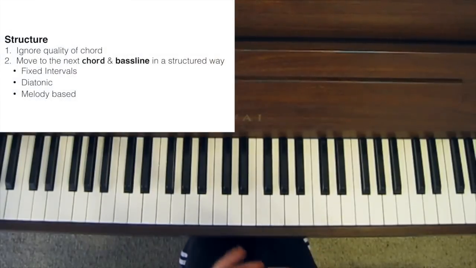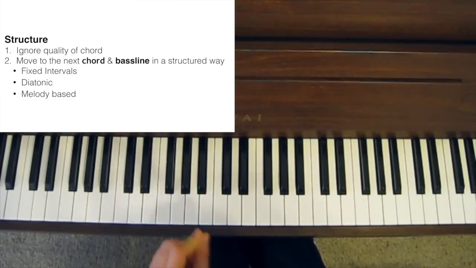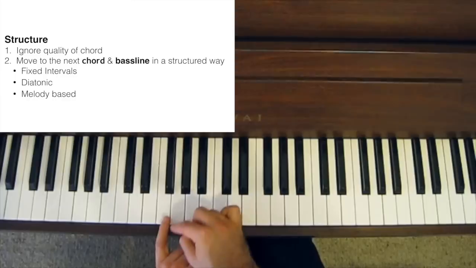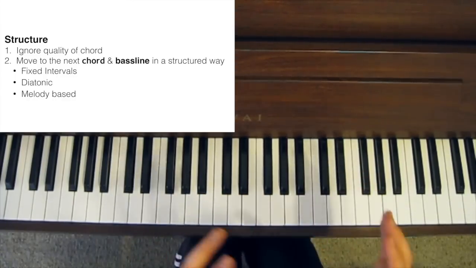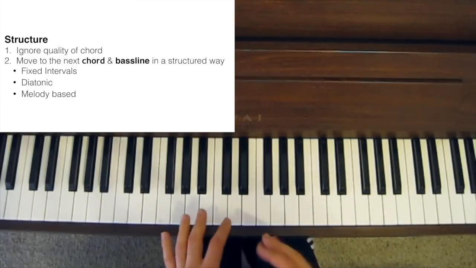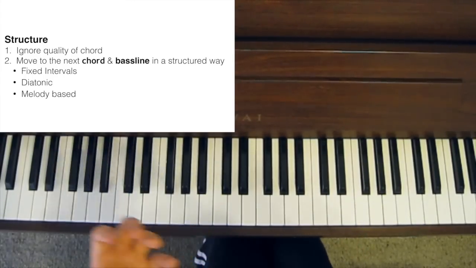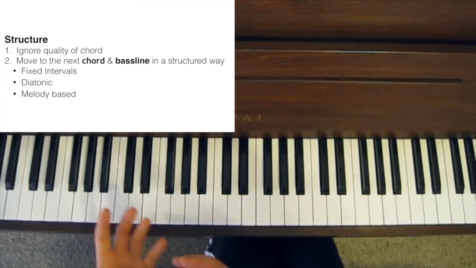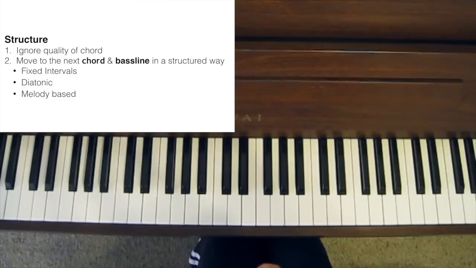Now next, let's talk about the structure of the chord progression. Your goal here is to move from one chord to the next in a structured way, and make sure that the bass line is also moving in a structured way, ignoring the quality of the chord. That is, whether the chord is major, minor, whatever, doesn't matter from a structural point of view. It of course does matter from a harmonic point of view when we take account of the harmony, but when we're discussing the structure, you don't need to worry about the quality of the chord. Now let's deal with the chords first.